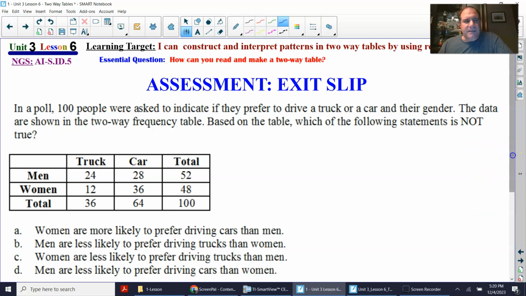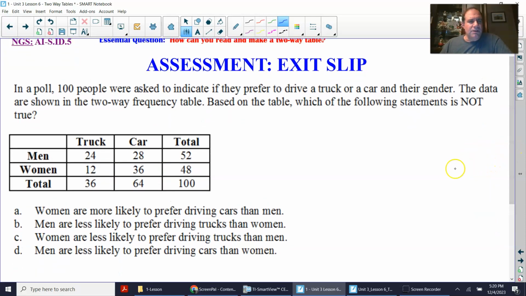All right, assessment exit slip. In a poll, 100 people were asked. They give you the totals. This is great if they like to prefer drive a truck or a car, and their gender. The data shown is in the two-way frequency table. Based on the table, which statement is not true?